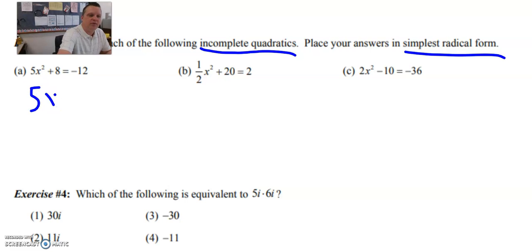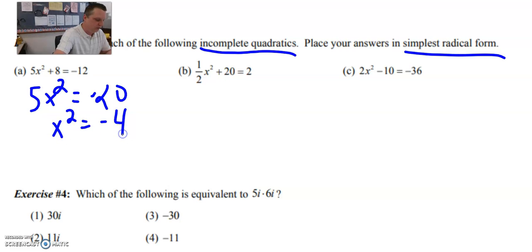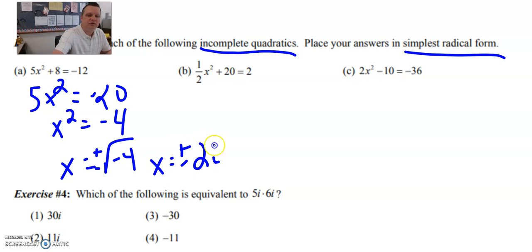Bring the 8 over. We have 5x squared equals negative 20. Divide by 5. We have x squared equals negative 4. And then square root. x equals the square root of negative 4. Plus or minus, and so x equals plus or minus 2i, because the square root of 4 is 2, and the square root of negative 1, of course, is i.